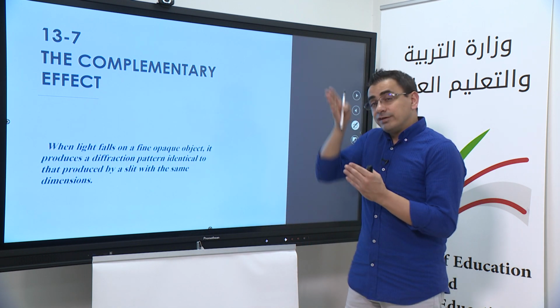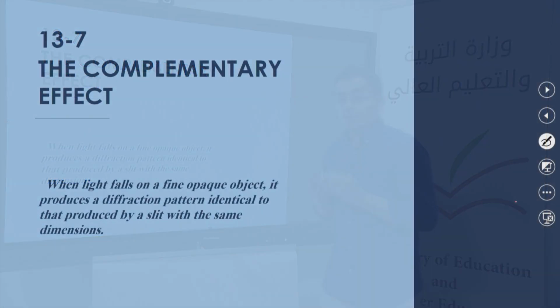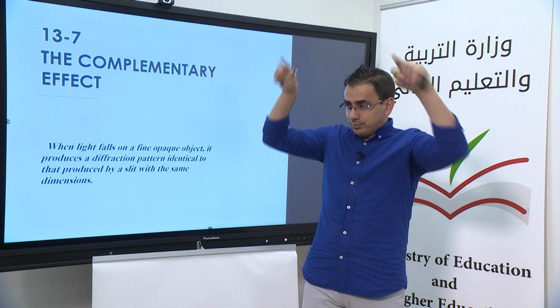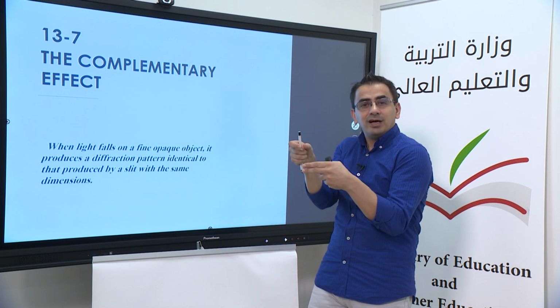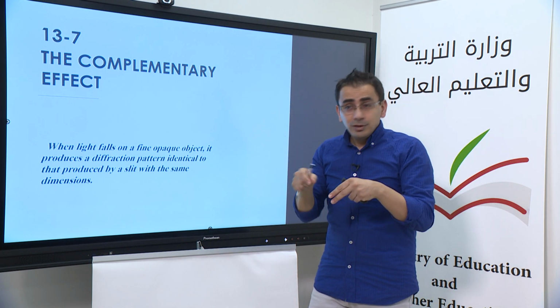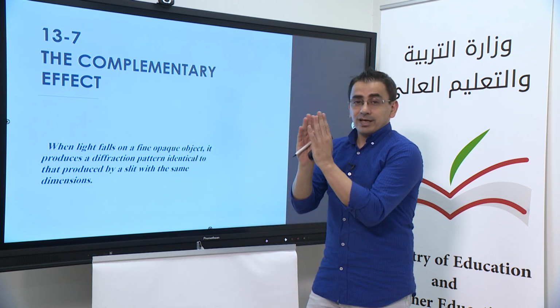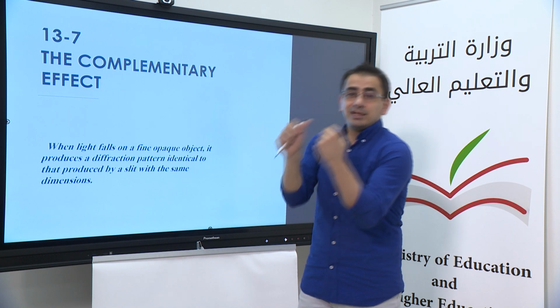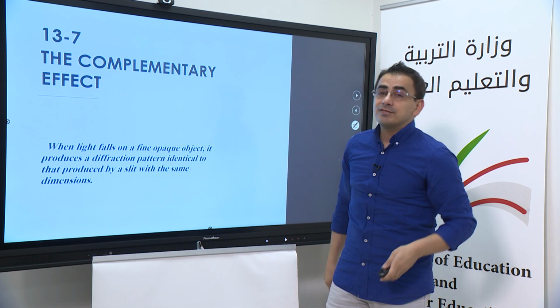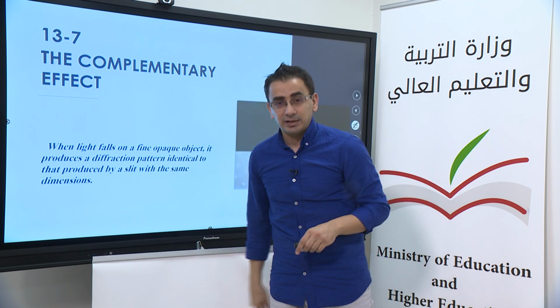When light falls on a fine opaque object, it produces a diffraction pattern identical to that produced by a slit with the same dimensions. يعني إذا بعتنا ضوء على opaque object مش opening مش فتحة مثل السلت، بدل ما يكون عندي سكرين مسكر وبقلبه في فتحة، لا، I have an open window وبقلبه حاطين بلوك بعتنا ضوء عليه. This block has the same dimension, same width مثل الاوبننج اللي كانت قبل، رح يطلع لي نفس diffraction pattern.